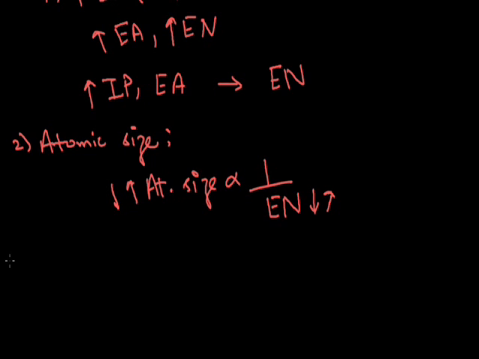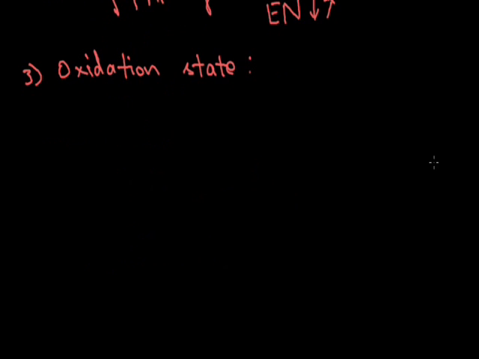The third factor we can say is the oxidation state. The more the oxidation state of an element, the more the electronegativity. So we can relate them as: oxidation state is directly proportional to electronegativity. Meaning the more the oxidation state, the more the electronegativity.